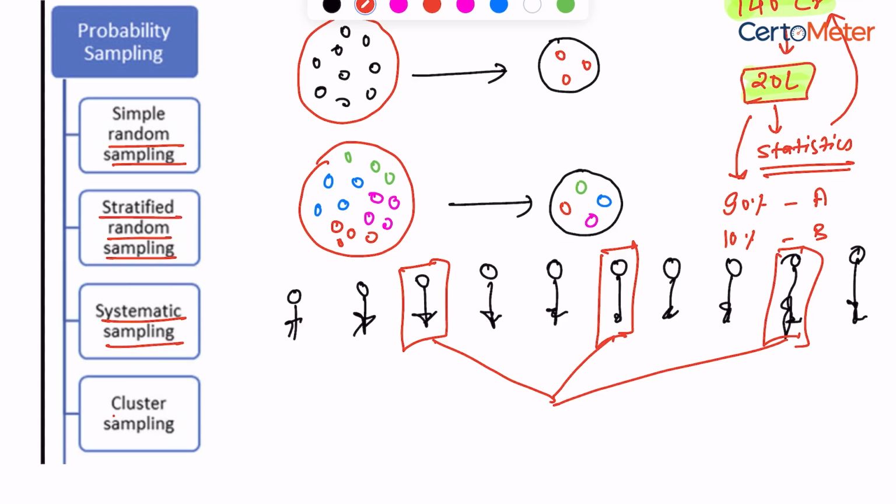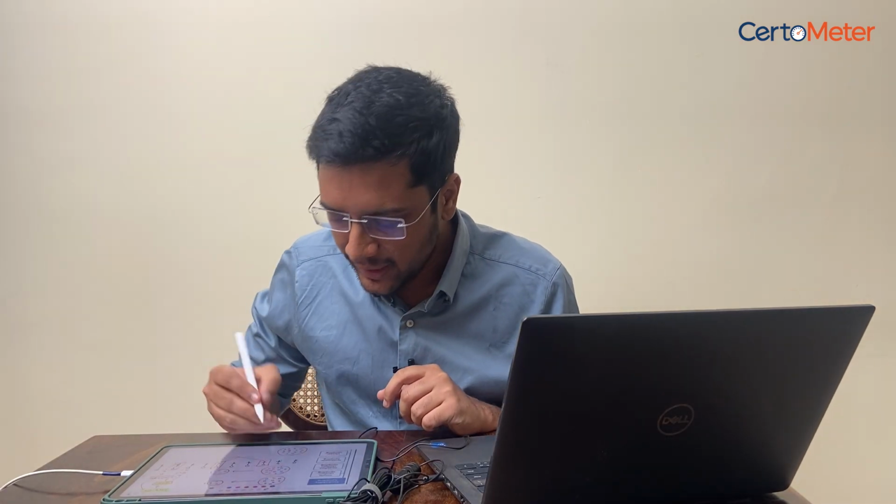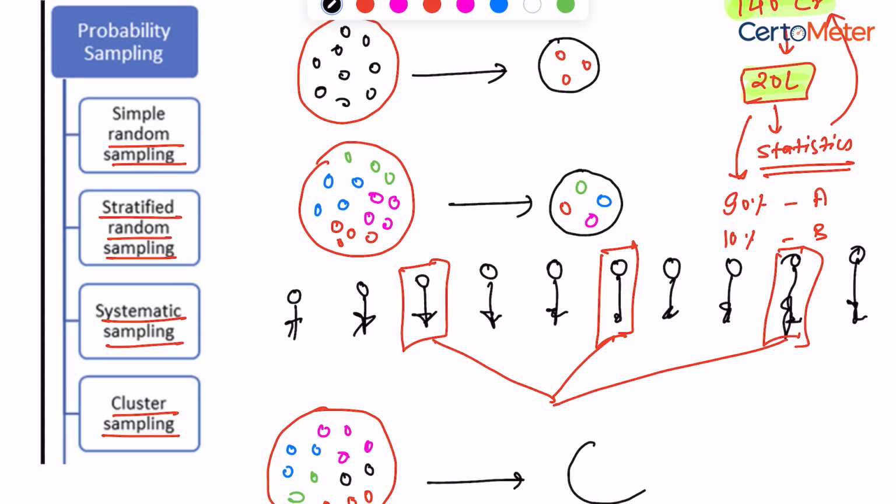And the last is known as cluster sampling. In cluster sampling, it is quite similar to stratified sampling. Now let's suppose this is my entire population. I have a few pink data points, blue data points, green data points, black and red data points, right? So this is my population, and from this I have to create a sample.